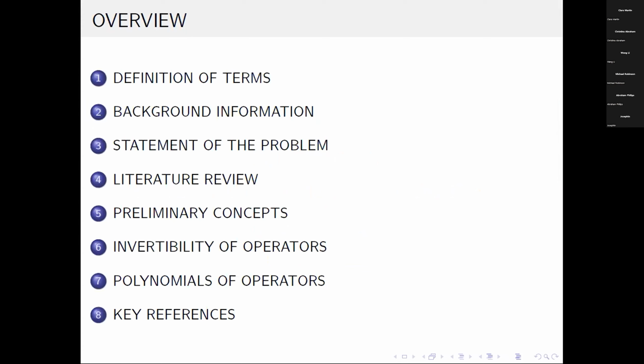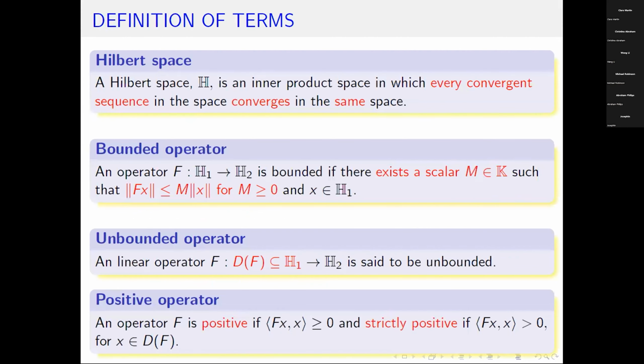Now, this will be the overview of my presentation. I'll be defining some terms, then go to background information, then statement of the problem, literature review, some preliminary concepts and invertibility of operators, then look at the polynomial of operators, and finally, some key references. First, I'll define a few general terms so that we can move together.